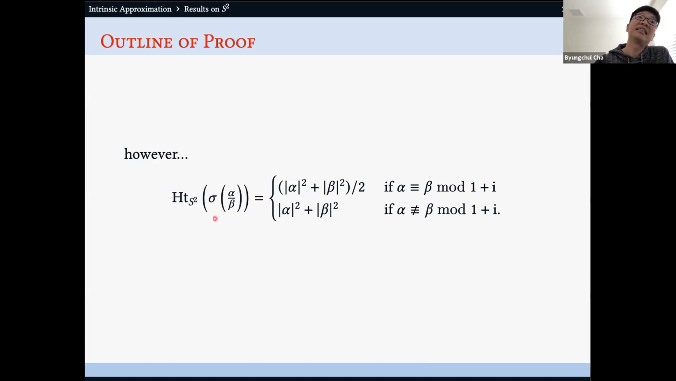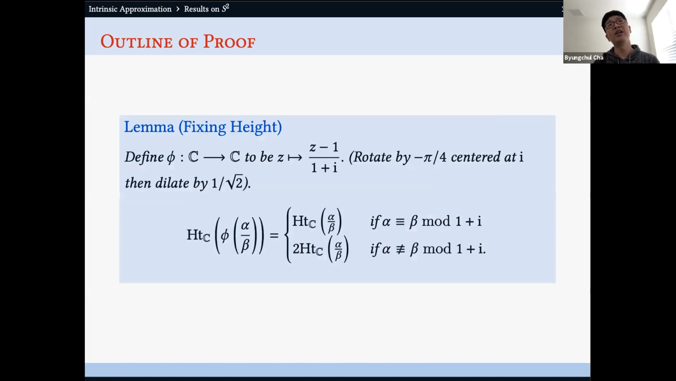So because this height, this expression right there, differs by a factor of 2 only half of the time, to make this argument go through, we need to fix the height. So here's what we're doing: we're mapping C to itself by this map right here. This is, geometrically speaking, simply a rotation centered at the complex number i by negative pi over 2.